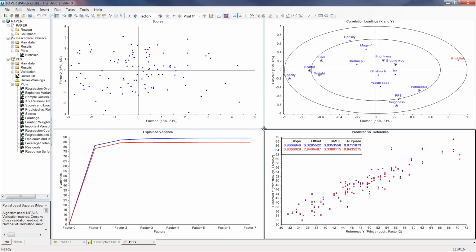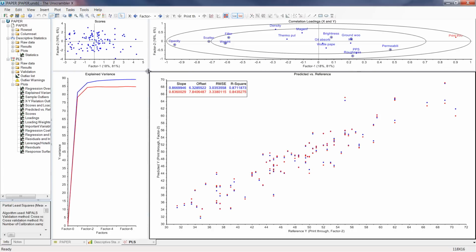So if we look then at our prediction model, this is actually fairly good. We have a reasonable R squared. Question is, how good is good? It depends on your particular situation. In this case, 85% is not too bad.